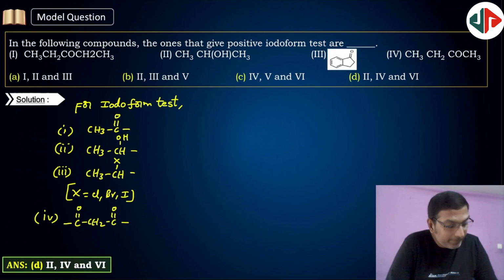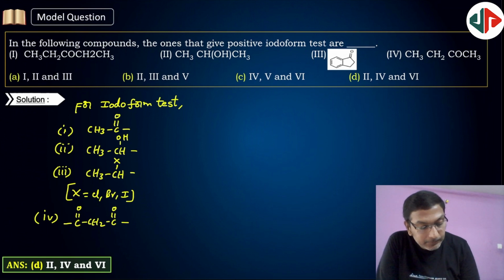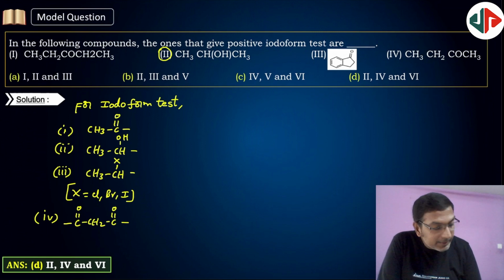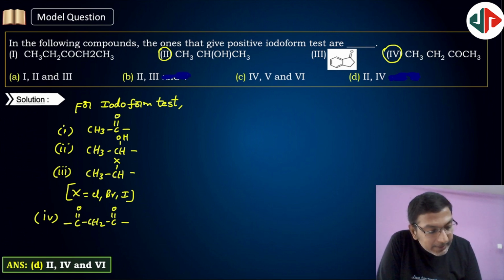Check the options. First option not possible. Second option possible. Next, third option not possible. Next, fourth option possible. So 2 and 4. Remove 6, 6 option is not there. 2 and 4 only. Very, very important process, the iodoform test. These 4 conditions are required.